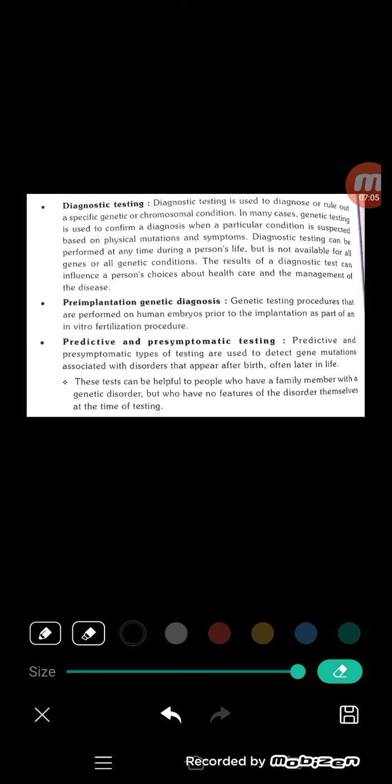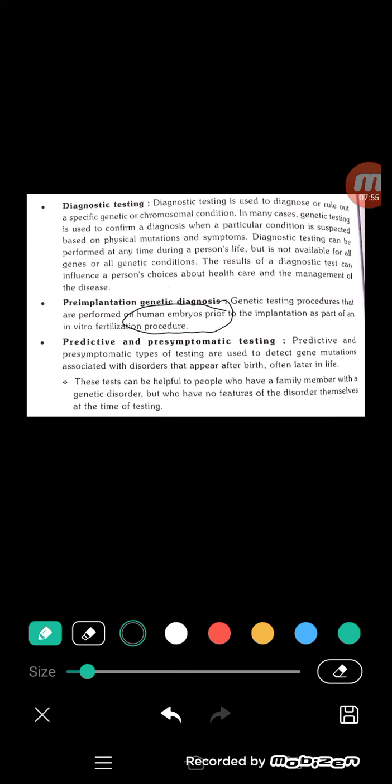And the next one, pre-implantation genetic diagnosis. This is a genetic test procedure performed on human embryos. Embryos created in in vitro fertilization procedures are tested using pre-implantation genetic diagnosis. Before the eggs and sperm are converted into a baby, we determine whether there is a chance for the formation of a pregnancy, and at that moment we perform this particular type of test.